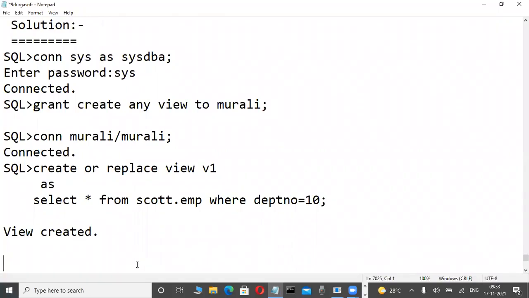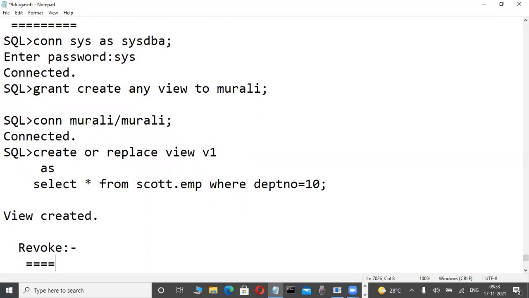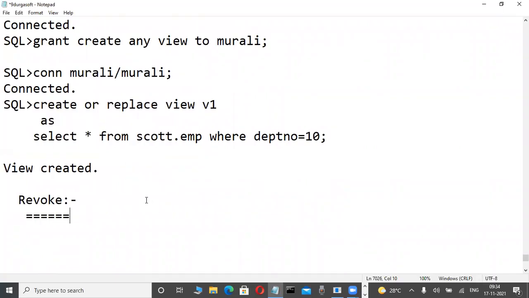Next, write revoke. In every database, grant means we are allowed to give system privileges or object privileges to another user. Similarly, revoke means the database administrator wants to cancel the system or object privileges, then they use revoke. Write it as a side heading: revoke. Revoke means cancel, don't worry.